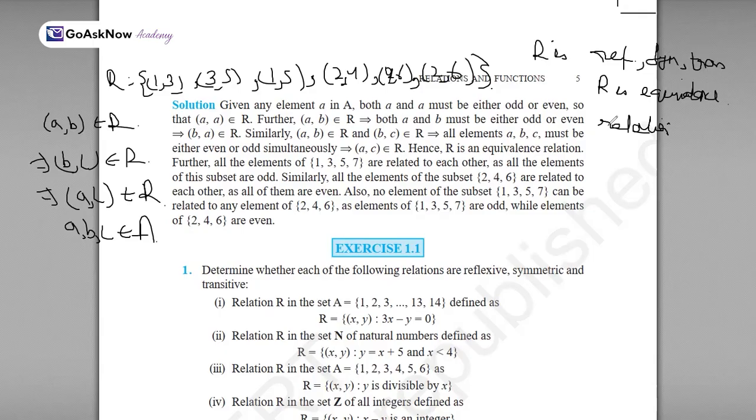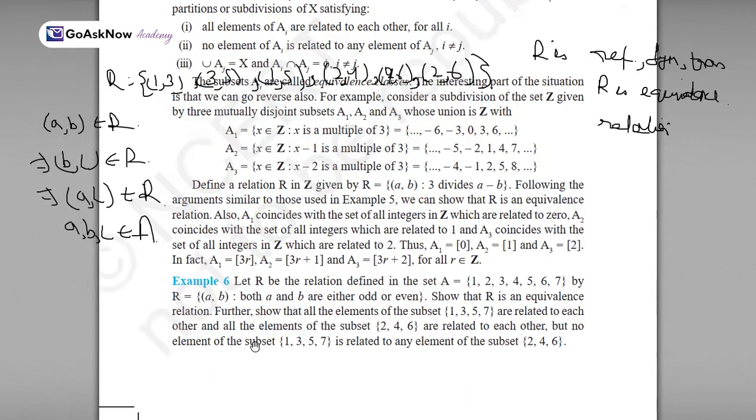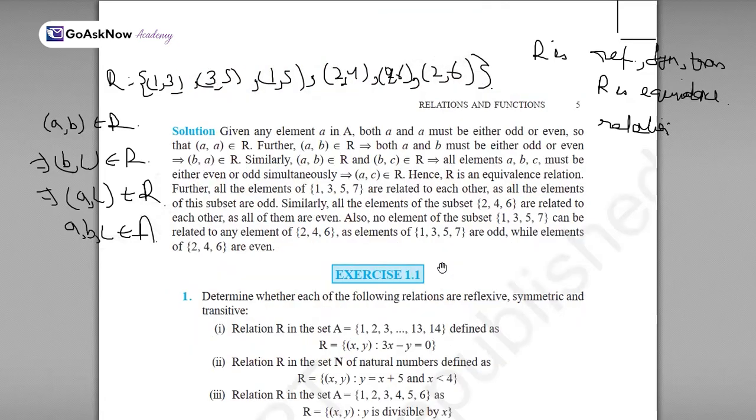Then the second part. See here what the second part of this question is telling. Show that all the elements of the subset 1, 3, 5, 7 are related to each other, and all the elements of the subset 2, 4, 6 are related to each other, but no element of subset 1, 3, 5, 7 is related to any element of subset 2, 4, 6.